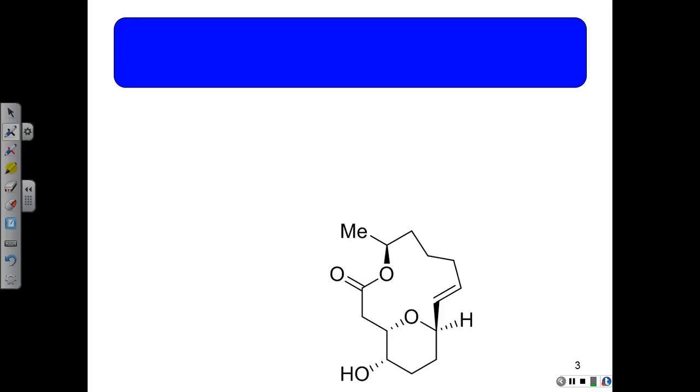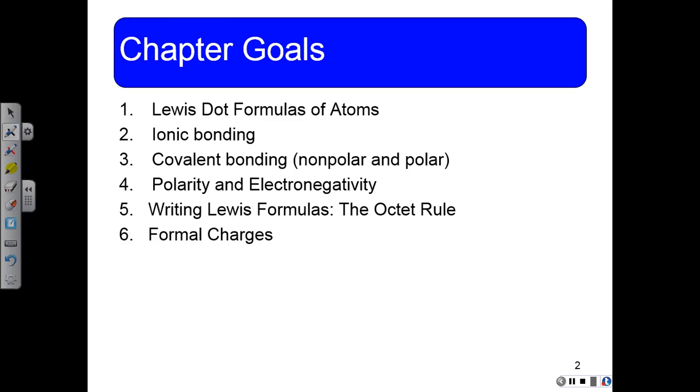Okay, so here's all the points for this chapter. We're going to look at Lewis dot formulas. These are pretty simple little representations of our valence electrons. Then we're going to talk about our two types of bonding. There's ionic bonding and there's covalent bonding. And this will also bring into play electronegativity, because how things bond depends on their electronegativity that we just talked about. And then we're going to write Lewis formulas.